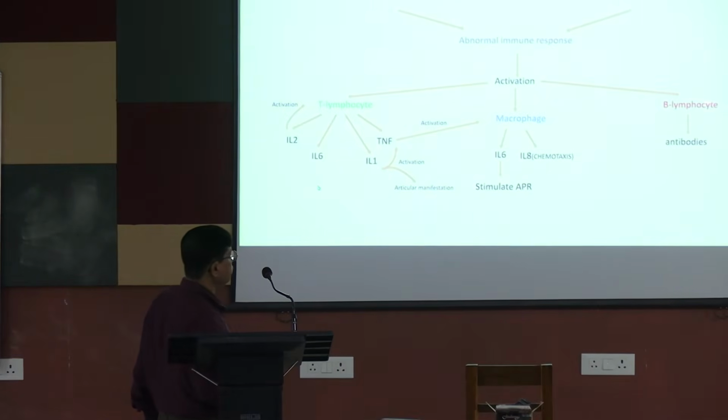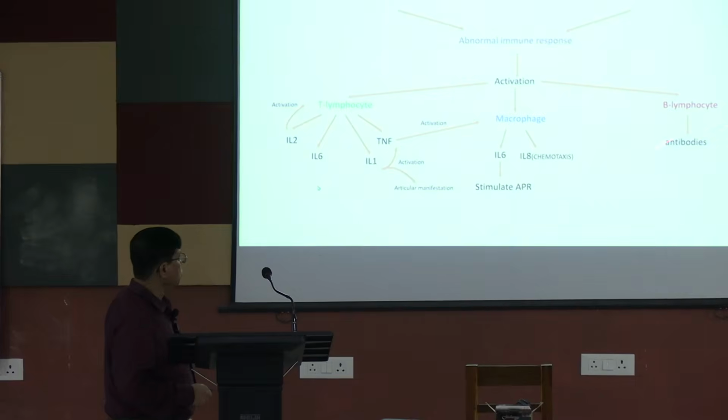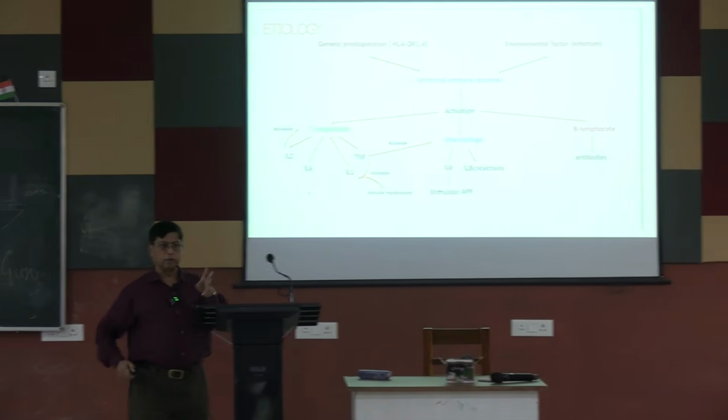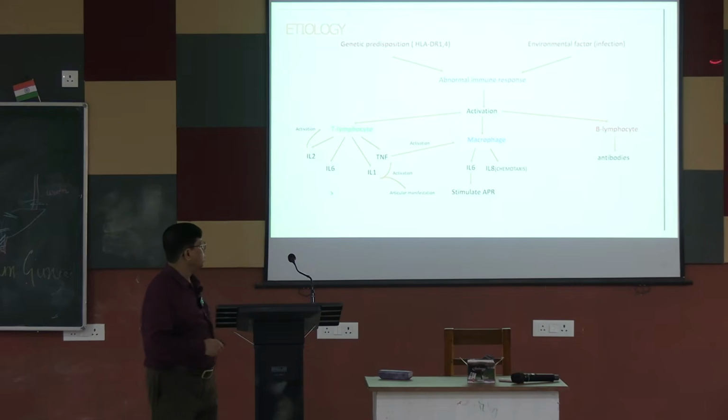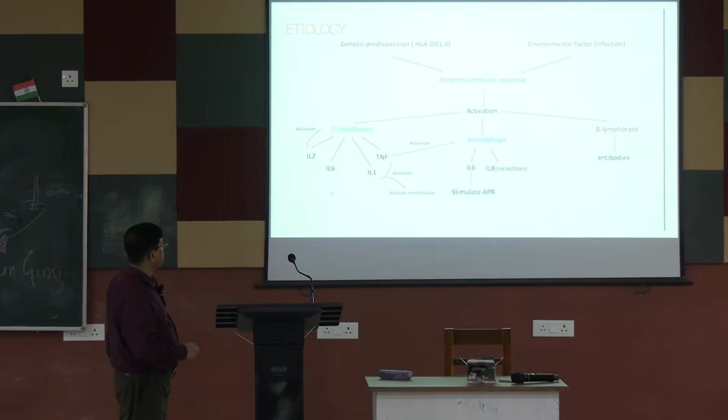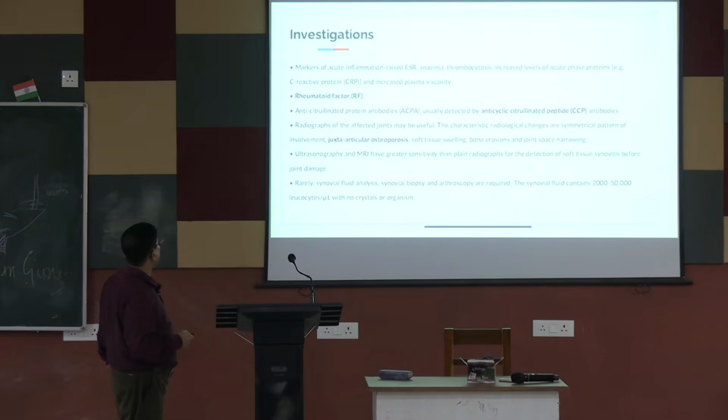So those acute phase reactants are there, APR. Then B lymphocyte is also activated. You know that B lymphocyte produces antibody, and the antigen antibody complex is deposited. That is the immune complex disease. So all these things are activated: macrophages, then T lymphocyte. All this pathogenesis is produced, resulting in rheumatoid arthritis.